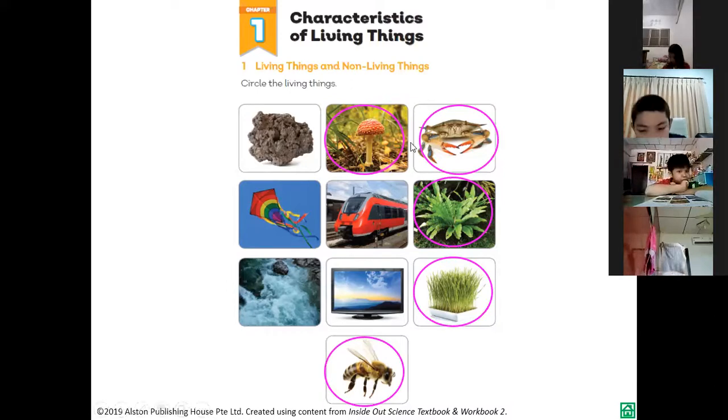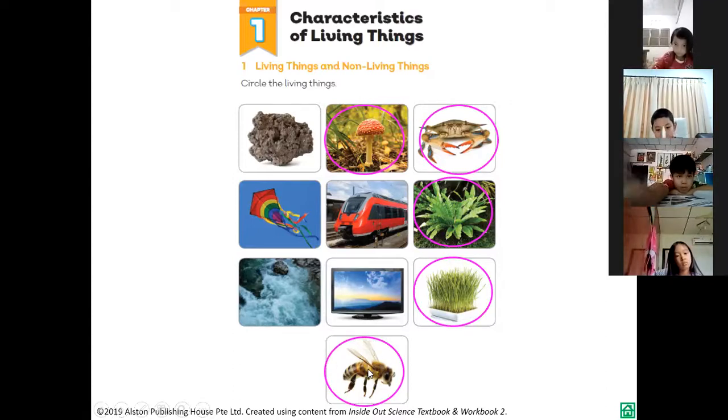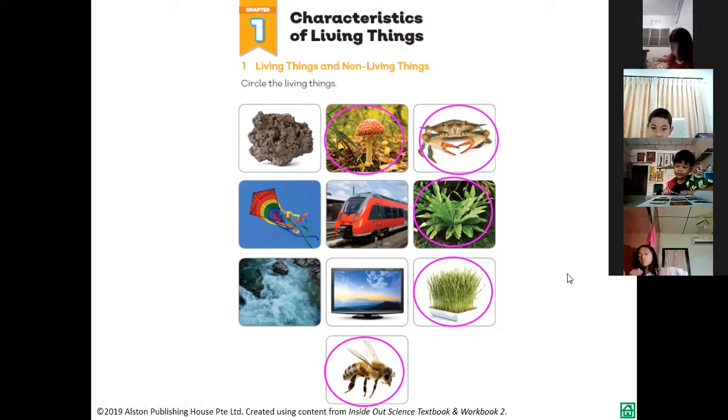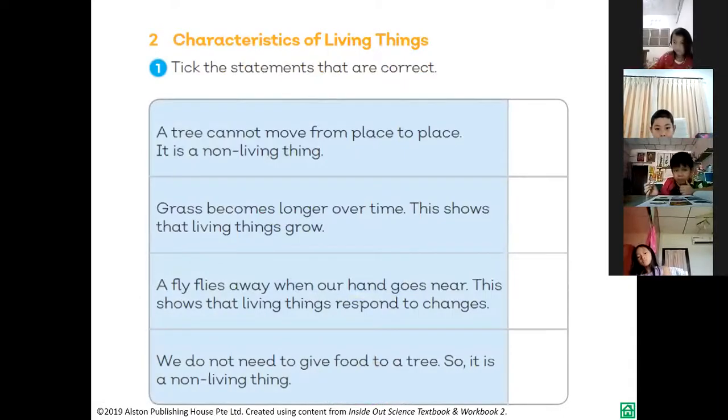Can you tell me what are the living things? A mushroom, a crab, a bug. What else? A plant. And another plant. And this one? Bee. Okay, very good. Do you understand living and non-living things, class? Yes or no? Yes. Okay. Now turn your workbook to page number 2.